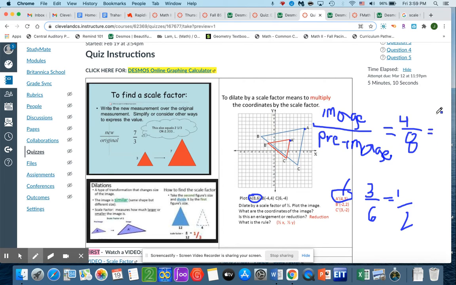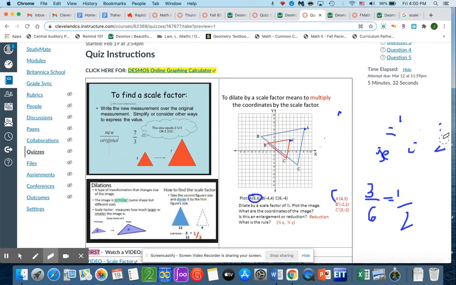Same thing here. So if you do have coordinates, you could easily just choose either the X or the Y, put your image over your pre-image. If you have your original coordinates and you don't have coordinates for your new image, you have your pre-image, but you do have a scale factor, and that's how they're showing you down here.